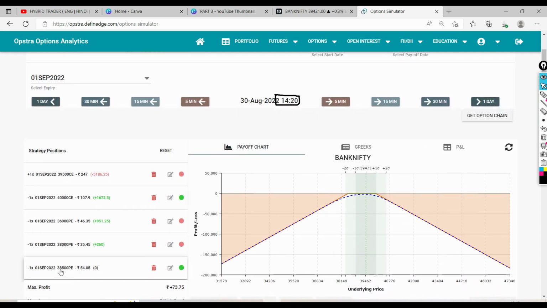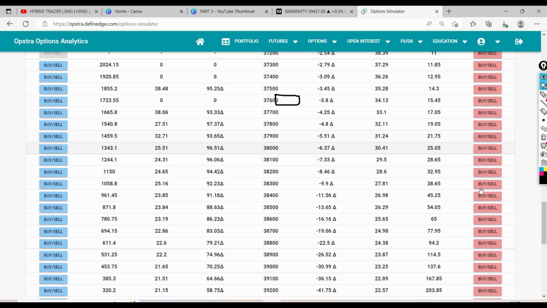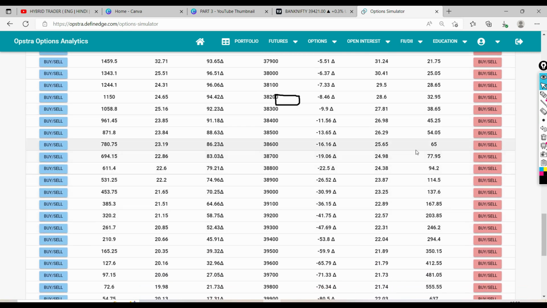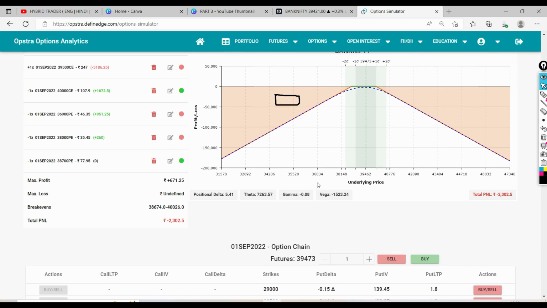So rather than 38,500, I'll go for 38,700. Let me see, it's a trial and error, right? 38,700 to balance it. 38,700. I'll sell this. Let's see.